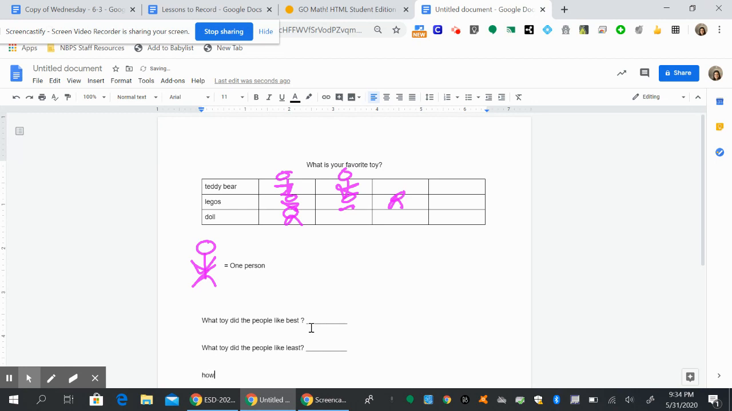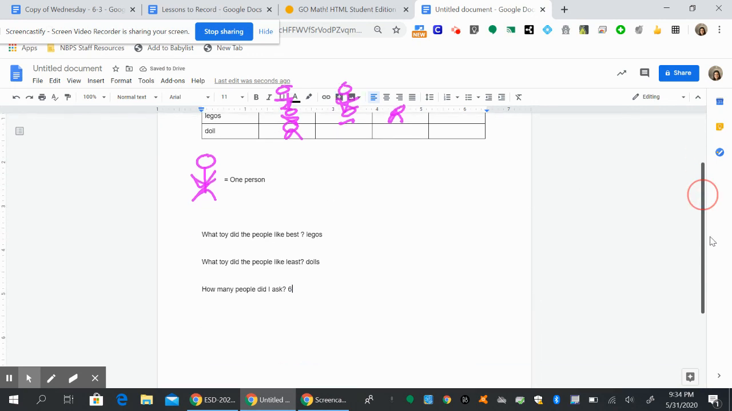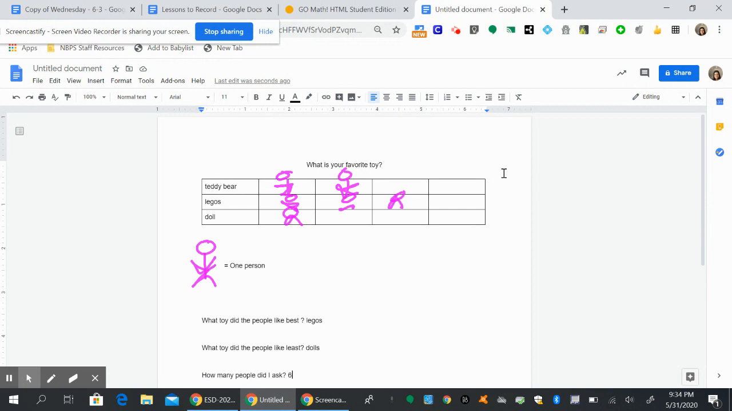How many people did I ask? Or how many people voted? So what toy do people like the best? I can tell that Legos was the one that people liked the best. What toy do people like the least? I can see that dolls was the one the least. And how many did I ask? 1, 2, 3, 4, 5, 6. Now this was just pretend because I don't have 6 people here right now. But when you're around a bunch of people, this is how you gather information.